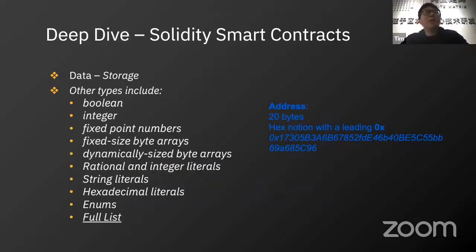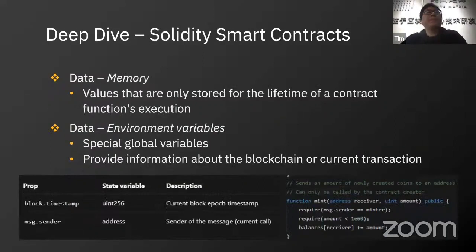There are various variable types in Solidity, but most of the types you must be familiar with if you have experience in other programming languages. The only unique type is address. It's basically a 20 bytes hex notation with a leading 0x. That represents the unique identifier of the account in the blockchain world.